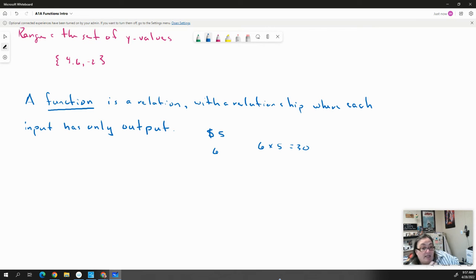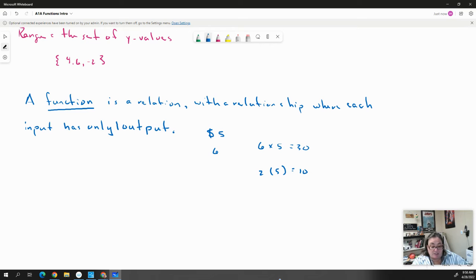The only thing that can change is my input, right? So if I had a different number of gallons of gas, say I only got 2 gallons, well, then it's going to change, right? I'm going to have 2 times $5 a gallon and I would get $10. But every time I got 2 gallons of gas, it would cost me $10. So the input we have is how many gallons of gas we're getting, and the output is how much it costs. And so each input can only have one output.